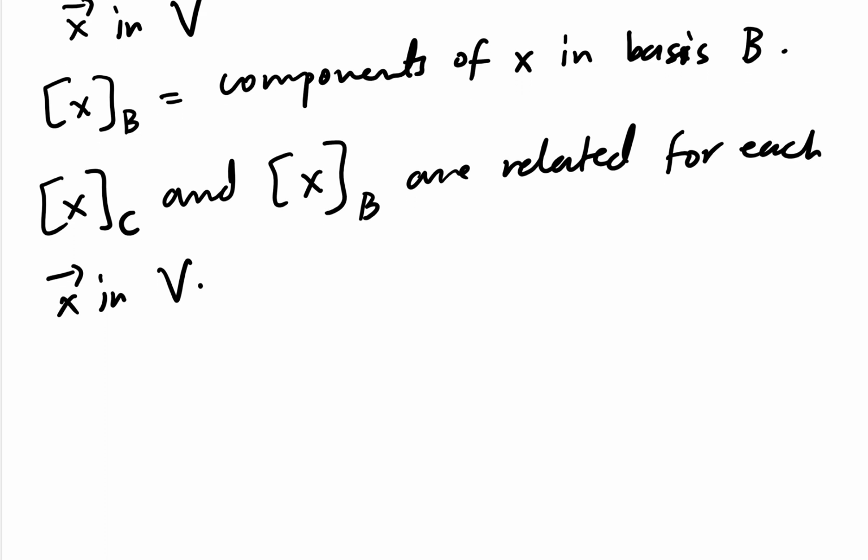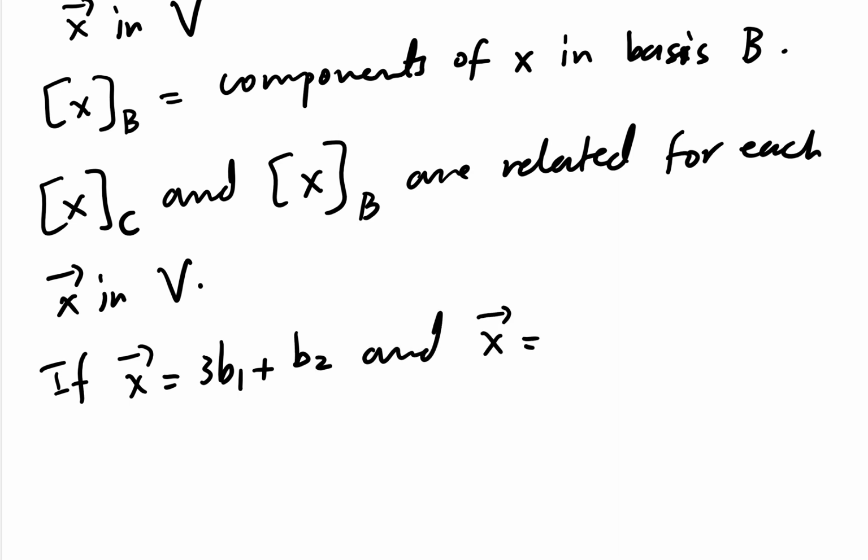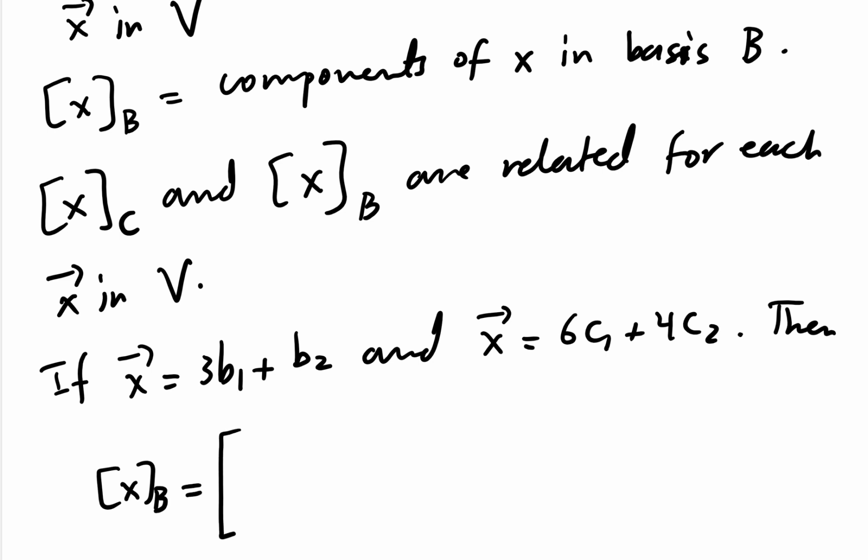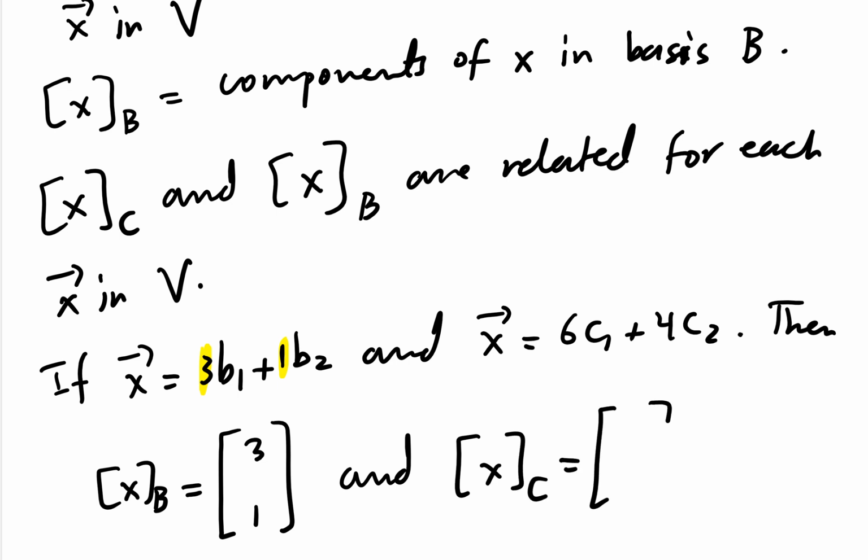Let's say we're working in two-dimensional space, and x is given in terms of the b's as 3b1 plus b2, and also as 6c1 plus 4c2. Then x in the basis B is given by the coefficients of b1 and b2, which are 3 and 1. So 3 goes here, 1 goes there. And the components of x in the basis C, again you take the coefficients, 6 and 4.